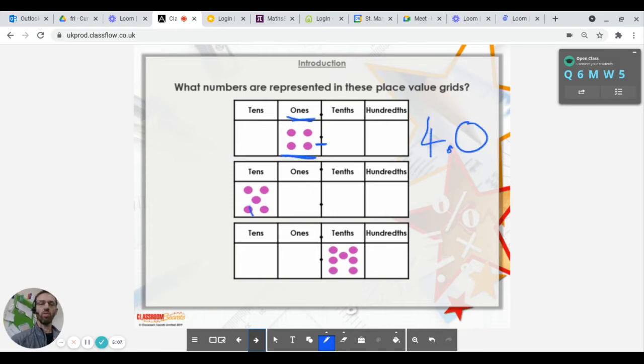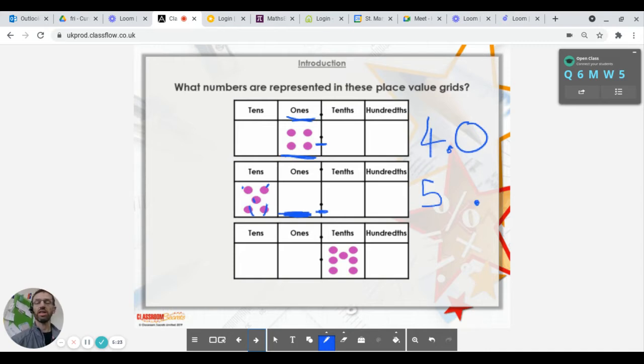Here I've got 1, 2, 3, 4, 5 tens. So I'm going to put that down, 5 tens. How can I show that it's tens? Well, we can see there's something here. In fact, there's nothing there. Let's say there's nothing there, and then we've got the decimal point.